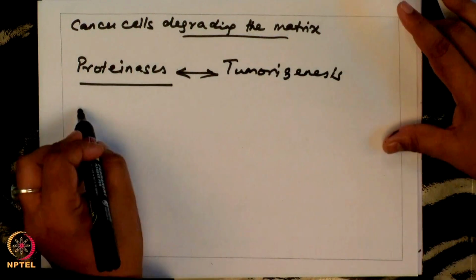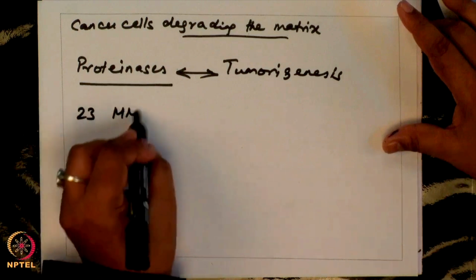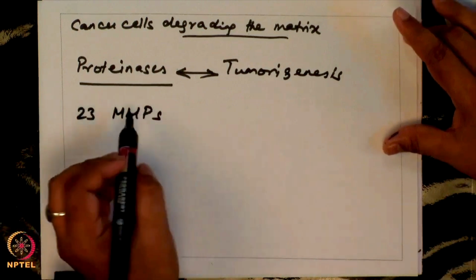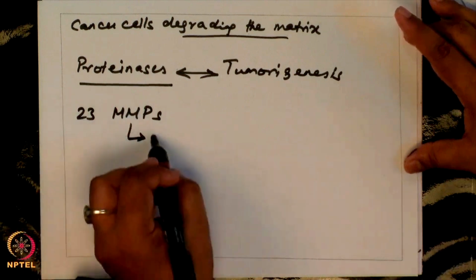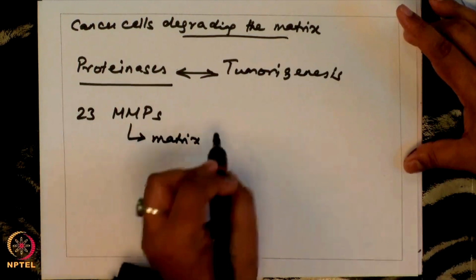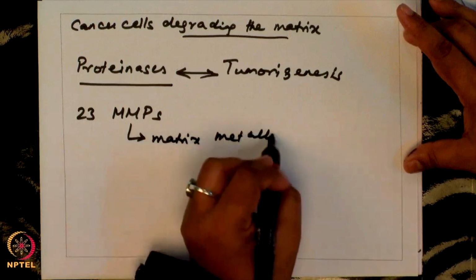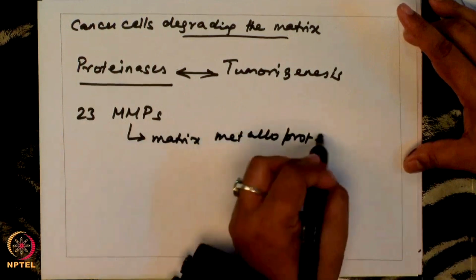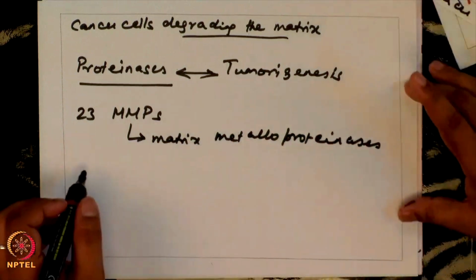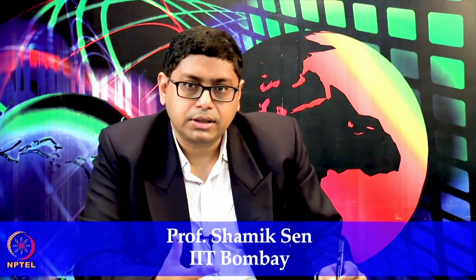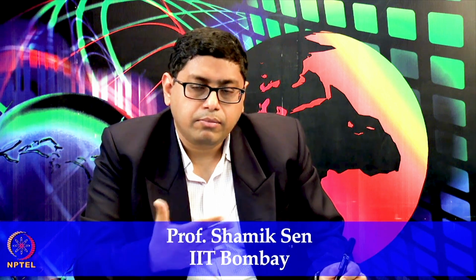There are 23 MMPs identified in humans. One of those classes is called matrix metalloproteinases. MMPs stands for matrix metalloproteinases, or MMPs in short. So I will stop here for today. In the next class, we will discuss how MMP expression is regulated by ECM stiffness.